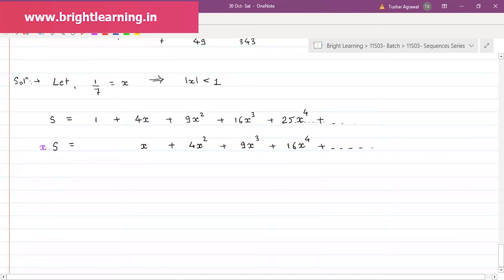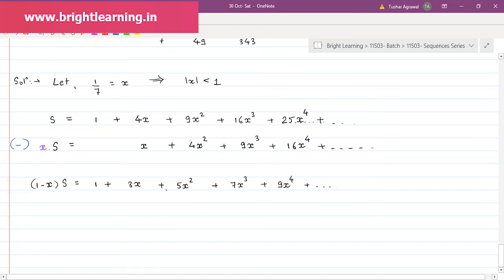So on subtraction, this becomes (1 minus x) times S equals 1 plus 3x plus 5x square plus 7x cube plus 9x to the power 4, and so on. Now here probably you might have got stuck. After this, are you able to do?